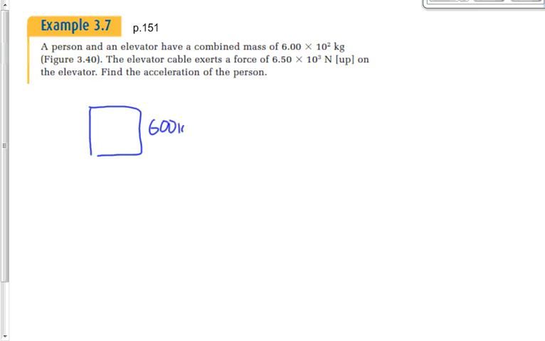600 kilograms. There's a force of the elevator cable acting up. We could call that Fn if we want, because it's like the elevator floor pushing on the person, except it's acting on the entire elevator. I'm going to call it Fc for the force of the cable. If you want to call it Fy for the Y component, go ahead.